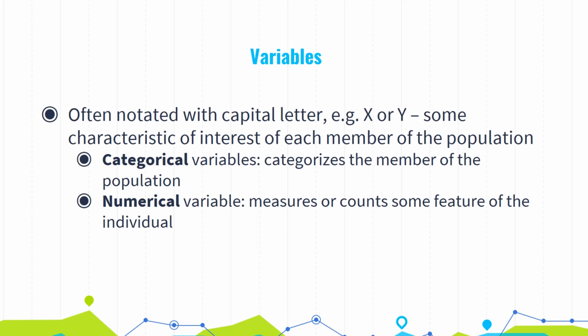So each one of these is identified as a variable, and usually given a capital letter as its symbol. Categorical variables are used for categorizing. They are not going to be numerical, or if they are numerical, the number has no numerical meaning to it, really.